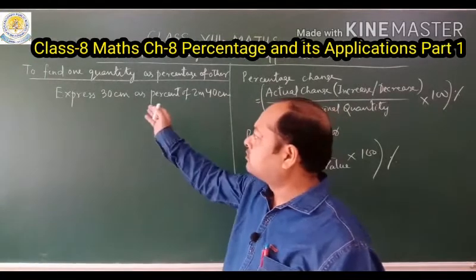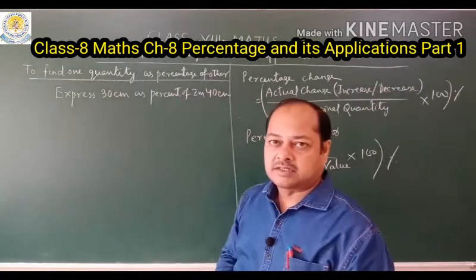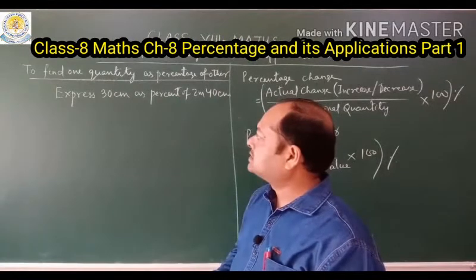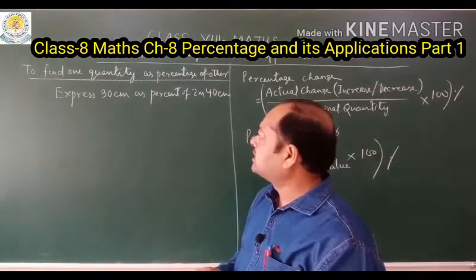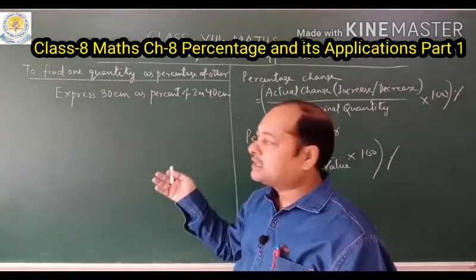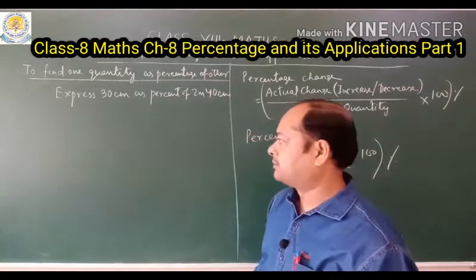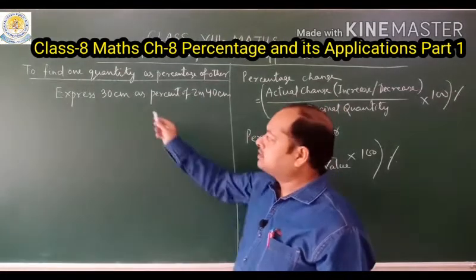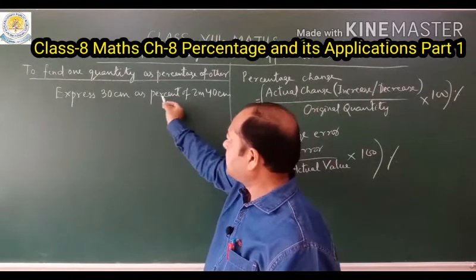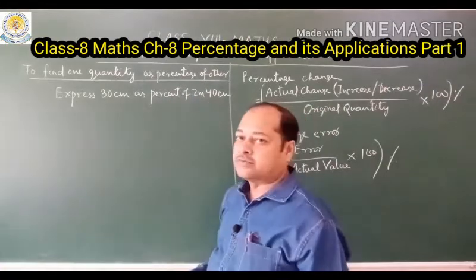Now continuing our discussion, we will add some more key points. How to find one quantity as a percentage of another. So there are two quantities. To find one quantity as a percentage of the other quantity, look at this example: express 30 centimeter as a percent of 2 meter 40 centimeter.